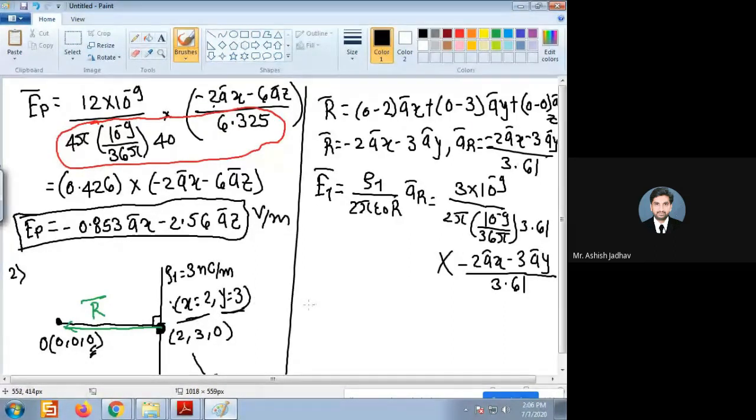So you can solve this by using a calculator. So E L bar, what value are you getting? I will directly write the final answer now: minus 8.3 a bar x minus 2.48 a bar y volts per meter.